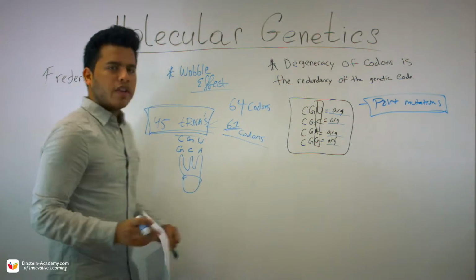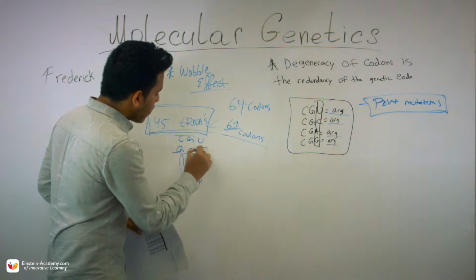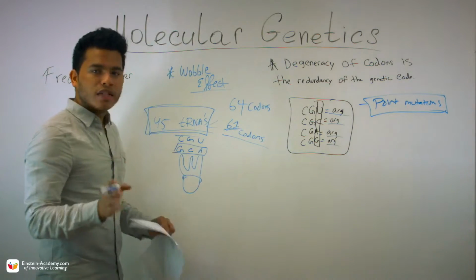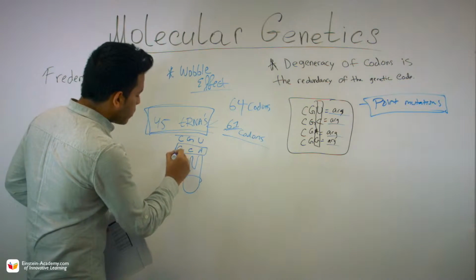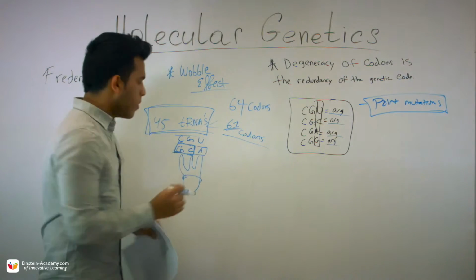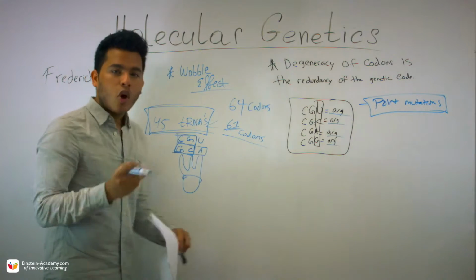And this tRNA right here that has the anticodon does not have to have GCA to bind on to this CGU. All it has to have is these first two bases. These two bases must match up and have the complementary corresponding bases of this codon.